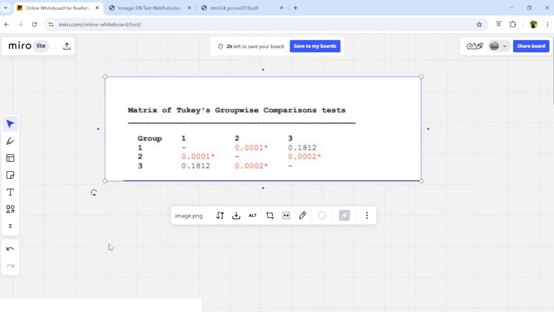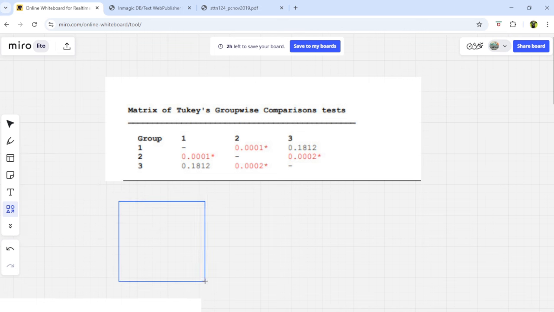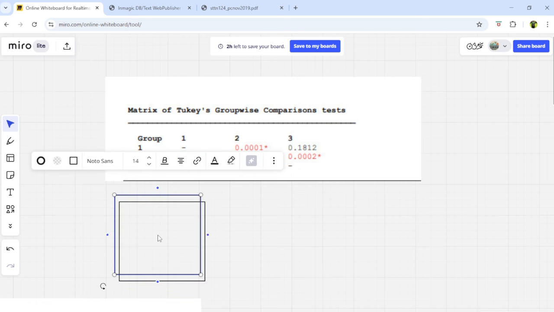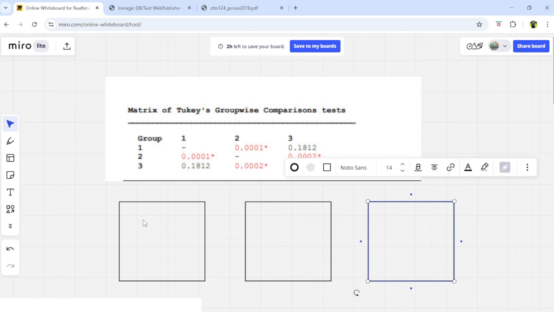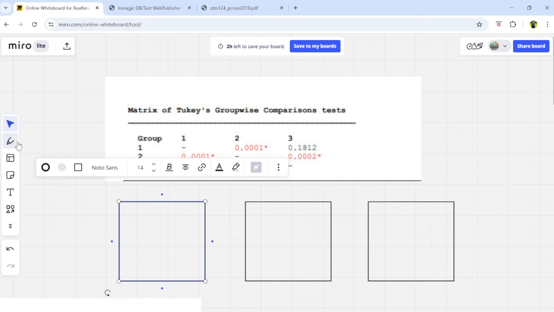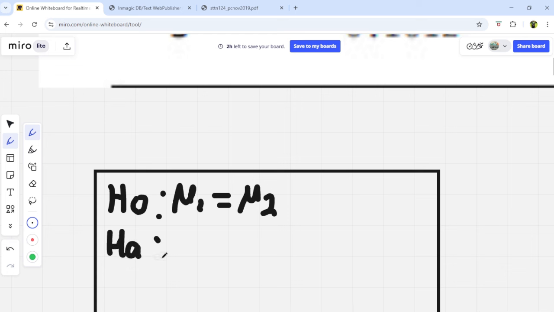So if we are to do the same thing for this, we're going to start by saying, okay, let me just make this here, and then control C, control V. Okay, so that we have 3. So we have to compare each group against the other. So we're gonna do the same thing here that we did for that as well. Let me just zoom this in so that I can actually write better. We're gonna say the null hypothesis, group 1 is equal to group 2, and then the alternative hypothesis, group 1 is not equal to group 2.